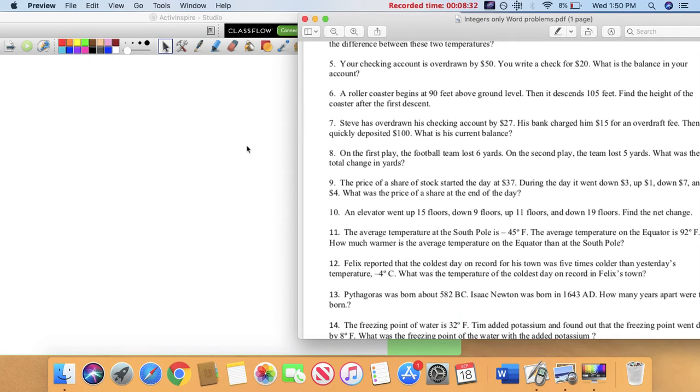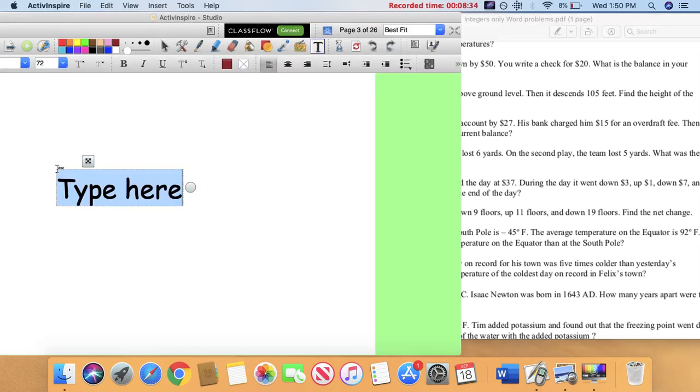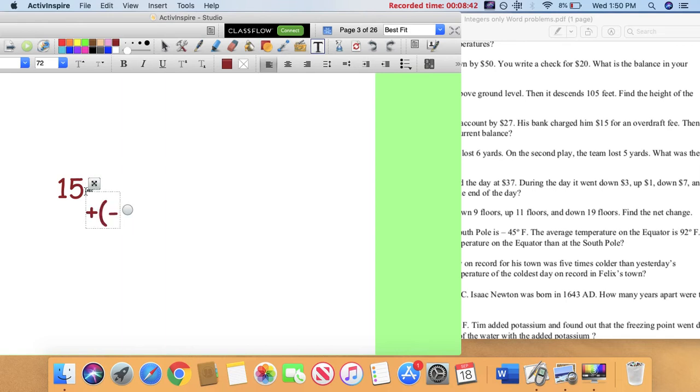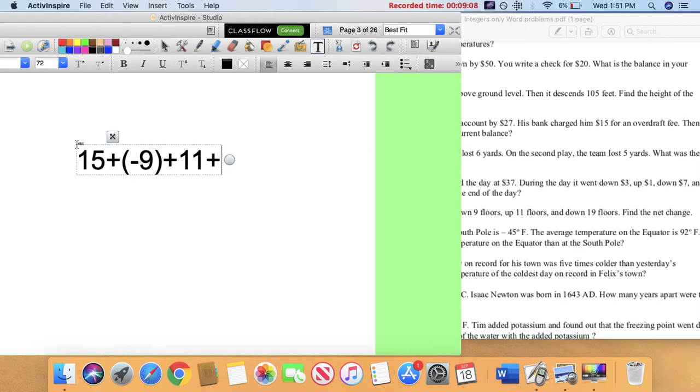An elevator went up 15 floors, so how do we represent going up? You use a positive integer 15. Down 9 floors, so I'm going to go plus, and then I'm going to use a negative. 15 plus negative 9, and then it went up 11 floors, plus 11, and then went down 19 floors, plus negative 19.